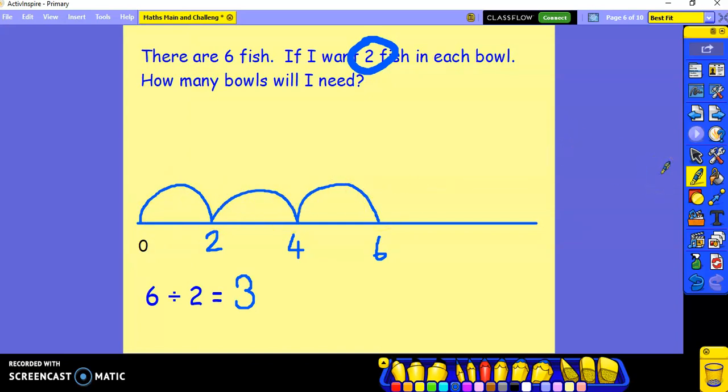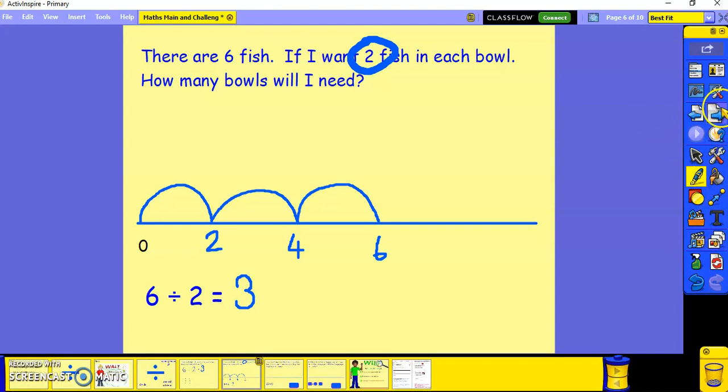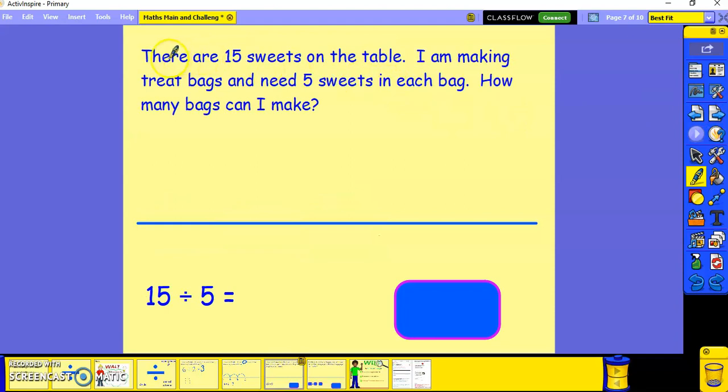So our next question, I would like you to have a go at using a number line to count on in jumps to figure out how many jumps you need to get to the answer. And we'll talk it through a little bit together. So, our question. There are 15 sweets on the table. I am making treat bags and I need 5 sweets in each bag. How many bags can I make? So we've got 15 divided by 5. So how are you going to show that on your number line?